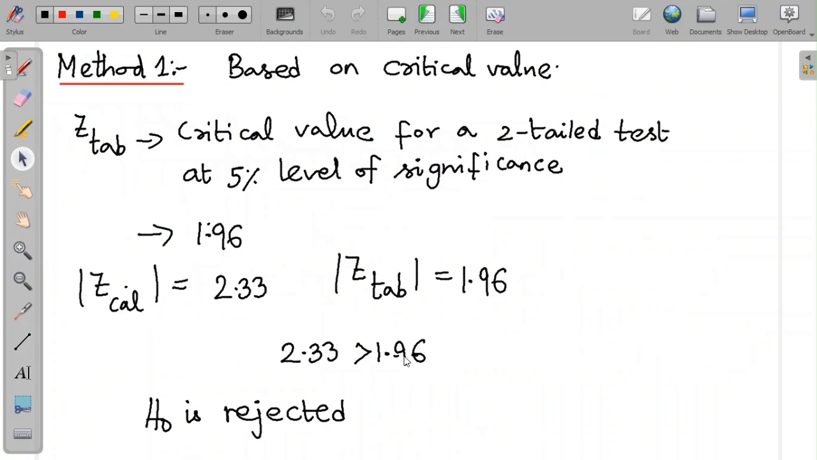Now, in the previous method, we just compared this 2.33 with the critical value for a two-tailed test of a large sample at 5% level of significance. We know that is 1.96. We've already discussed this at length. So comparing, we see the 2.33 is greater than 1.96. Therefore, we reject H naught. This is what we have done so far.